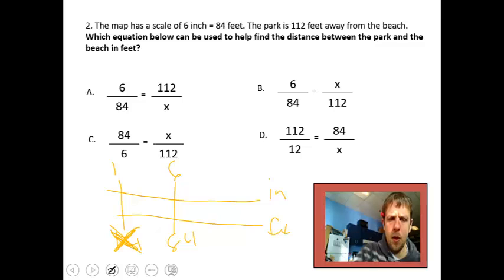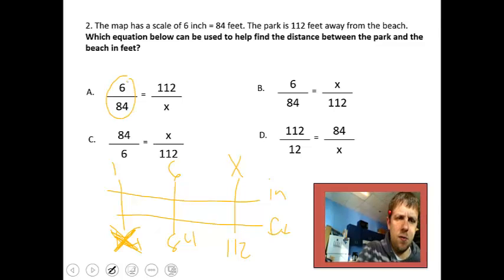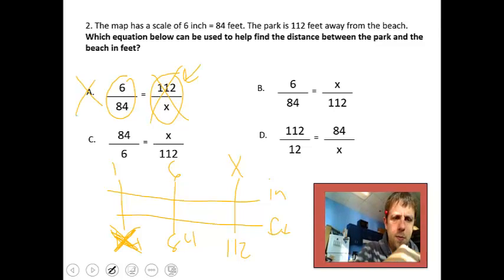But it asks us to find if the park is 112 feet away. What would that be? So it says 6 is over 84. So 6 is over 84, and x is over 112. X is 100 over 112. That is not true. This one is flipped upside down. So that's not the answer.